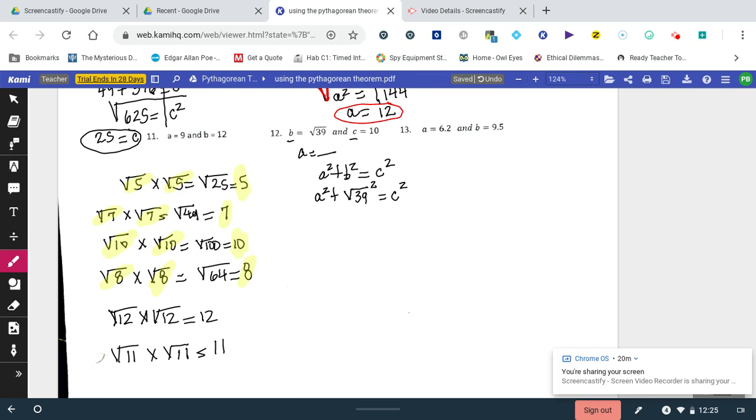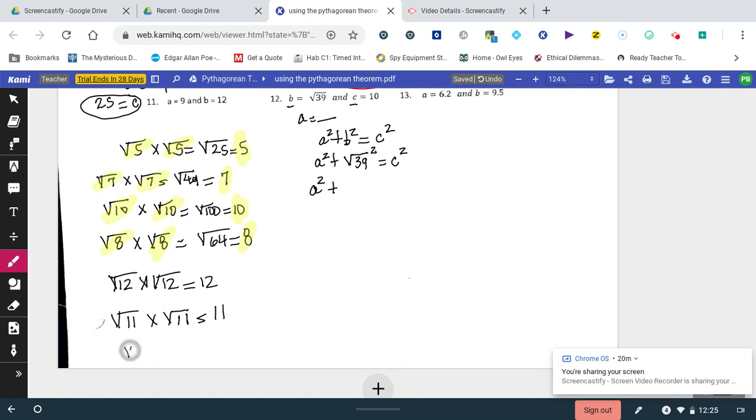All right, so when you think about this, A squared is just A squared. We don't know it. But the square root of 39 squared, well, what does the square root of 39 squared mean? The square root of 39 squared means the square root of 39 times the square root of 39, which is just 39. So it's basically all this stuff we were doing over here. So the square root of 39 squared is 39. So I just put 39.